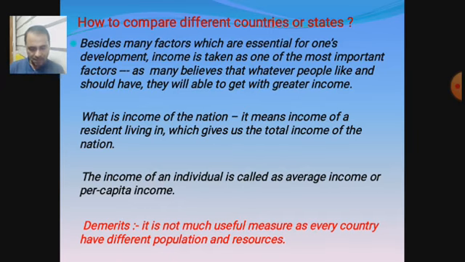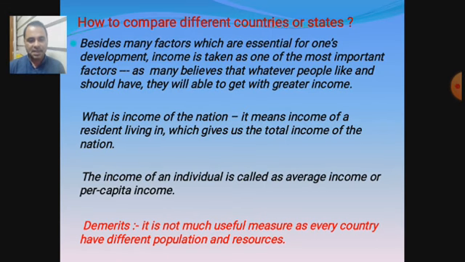When we talk about the country or the state, it means we are talking about the people living in that country or state. So there are certain factors which are very essential for one's development, as we have discussed previously. And among those factors, income is calculated as one of the most important. Why is income calculated as one of the most important factors?